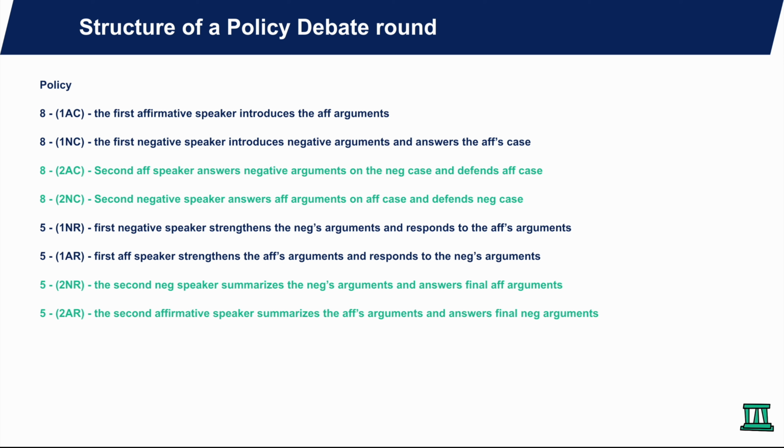After the conclusion of the cross-ex period, the second negative speaker will stand up and give their 8-minute 2NC. They will answer any AF arguments on the AF case, and they will defend the negative case. After the 2NC, the second affirmative speaker that has also just spoken before the 2NC will stand up and ask the 2NC questions.